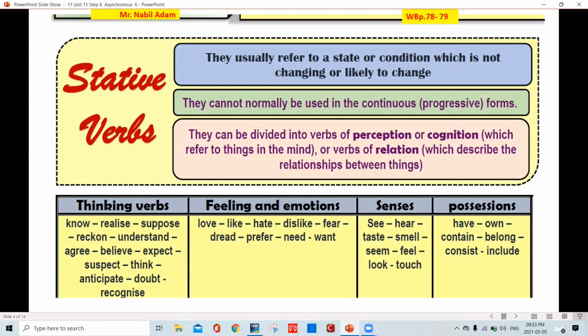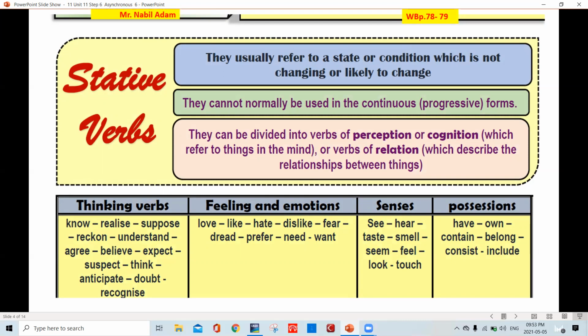They can be divided into verbs of perception or cognition, which refer to things in the mind, or verbs of relation, which describe the relationship between things. Let's divide stative verbs into different parts.